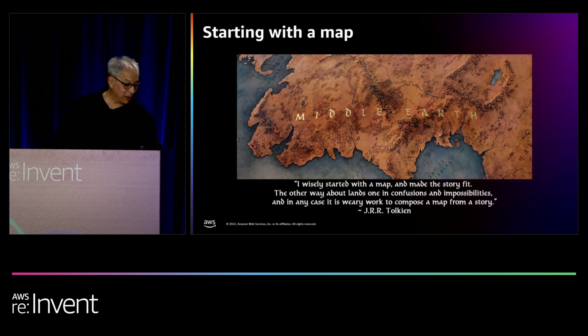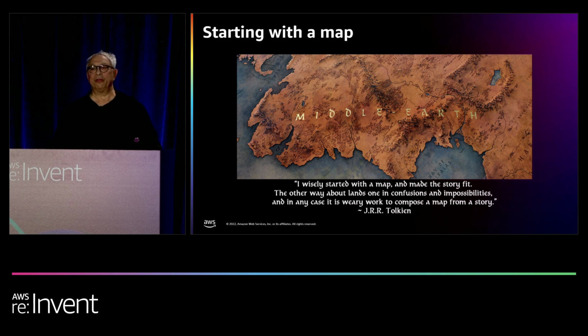Tolkien says that when he started to write the Silmarillion and create the world of Middle-earth, he wisely started with a map and made the story fit. The other way around lands one in confusions and impossibilities, and in any case, it's weary work to compose a map from a story. So we started with a map also.